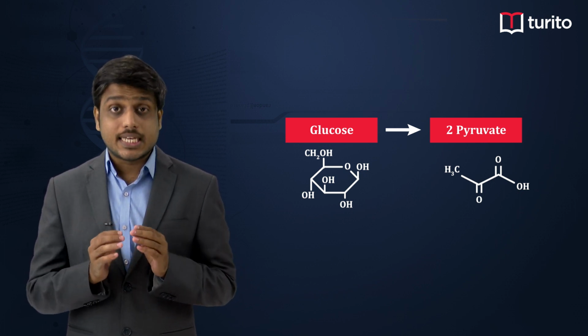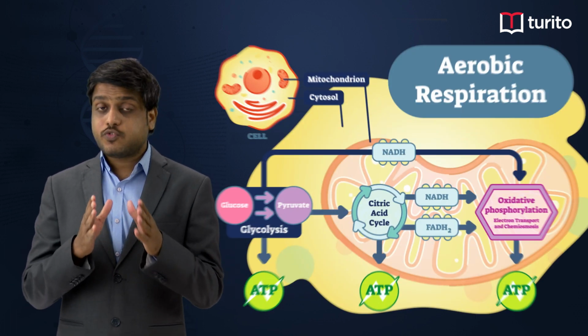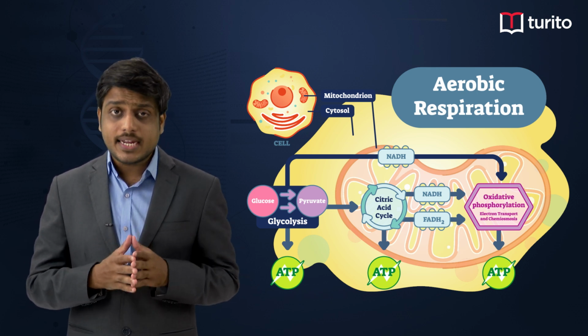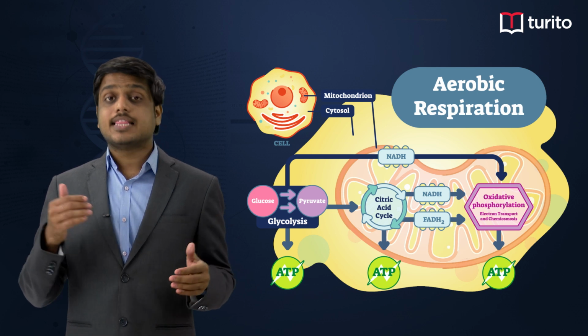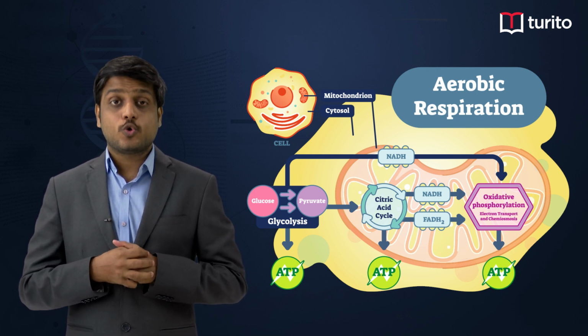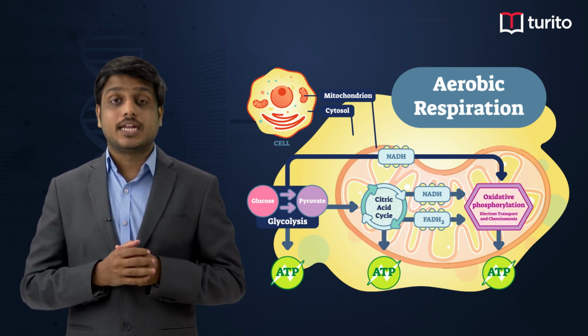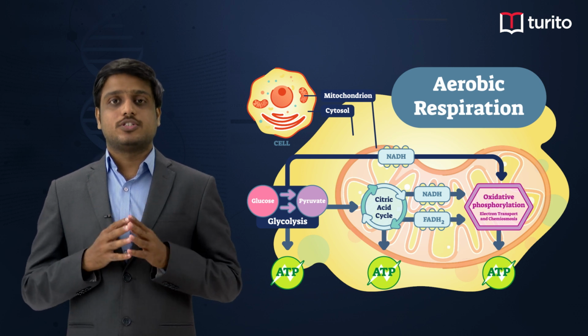This glycolysis is a series of enzyme catalyzed reactions. The pyruvate that is formed as a product of glycolysis is moved into the mitochondria, and the remaining steps of aerobic respiration, meaning the citric acid cycle and the electron transport chain, take place to generate ATP. 1 glucose upon complete aerobic respiration yields 36 or 38 ATP molecules.